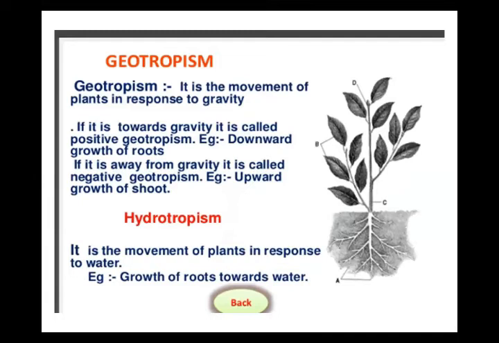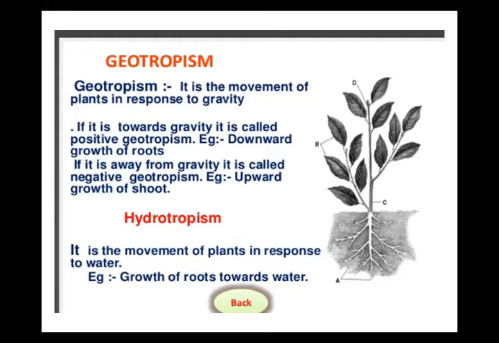And the second one is geotropism, as shown in the figure. The shoot system shows negative geotropism, and the root system shows positive geotropism because it moves towards the Earth's gravity. Hydrotropism. Hydro means water.